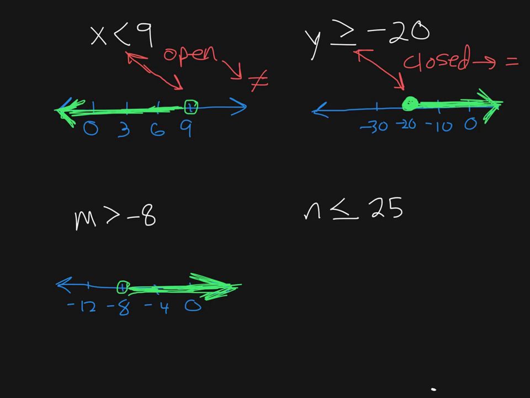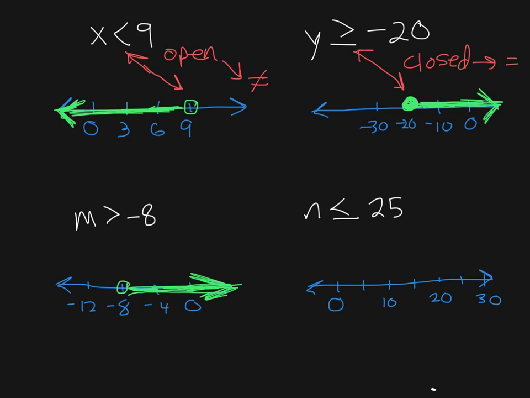And finally, n is less than or equal to 25. Draw our number line. Put my 0 on the left this time. Now to get to 25, count by 5s. We'll go 5, 10, 15, 20, 25. We'll put a 30 on there. And let's just mark the 10s. Okay, so we can clearly see where 25 is. It's between 20 and 30.